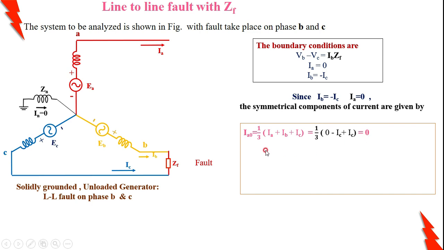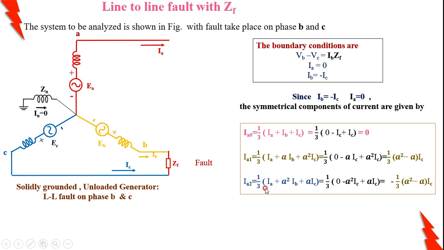Then you have to calculate the value of IA1. The value for IA1 is 1 by 3 (IA plus aIB plus a square IC). Just substitute the conditions here, that is IA is equal to 0, IB is replaced by minus IC, and IC is the same as it is. What I am getting is 1 by 3 (a square minus a) IC is the IA1.